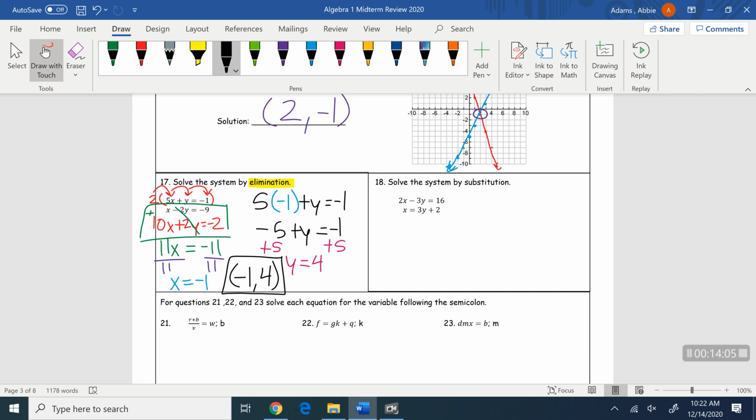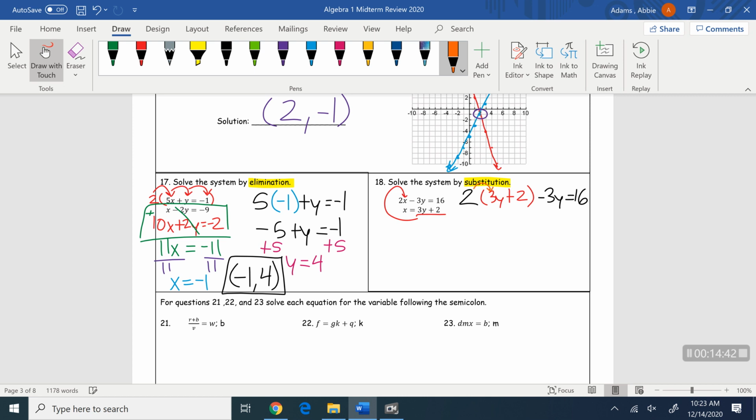Now let's solve by substitution. So I have the two equations, 2x minus 3y equals 16 and x equals 3y plus 2. Because our x variable is already isolated in our second equation, we can use this equation and substitute its value into x in the first equation. So I can say that 2 times 3y plus 2 minus 3y is equal to 16.